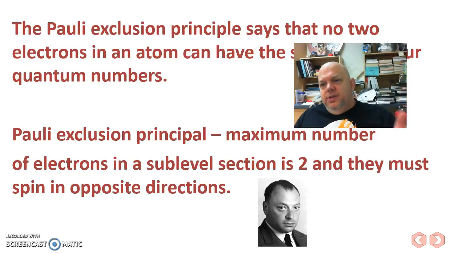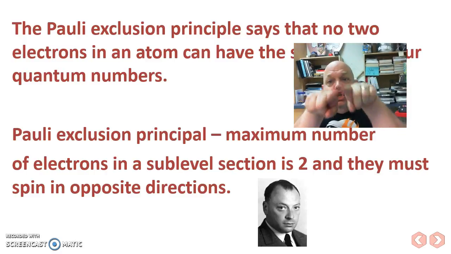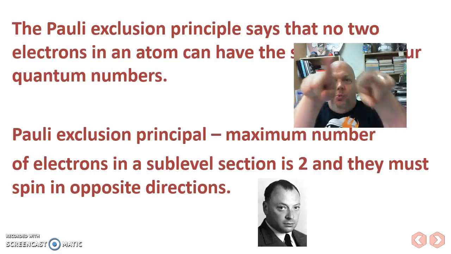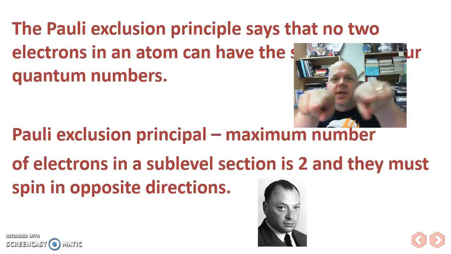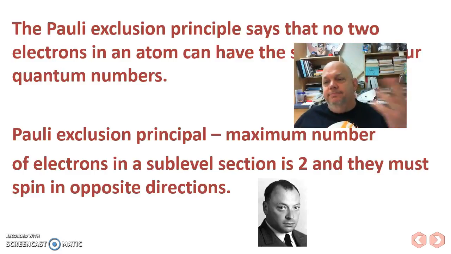Okay, so what does that mean? The maximum number of electrons in any sublevel section, like 2p in the x direction, 2p in the y direction, 2p in the z direction, is 2. That's the maximum they can have. And they have to spin in opposite directions, like this. So one's got to spin clockwise, the other's got to spin counterclockwise. Yup, that's the way it works.